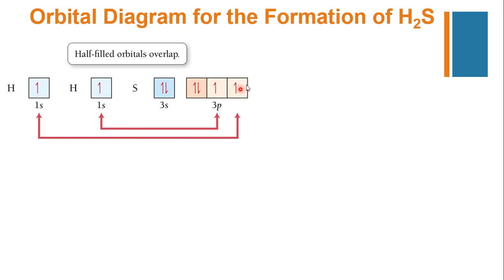This hydrogen can overlap with this other p, and that would be another bond. So half-filled sphere, half-filled double lobe, they overlap and create a bond. Okay.